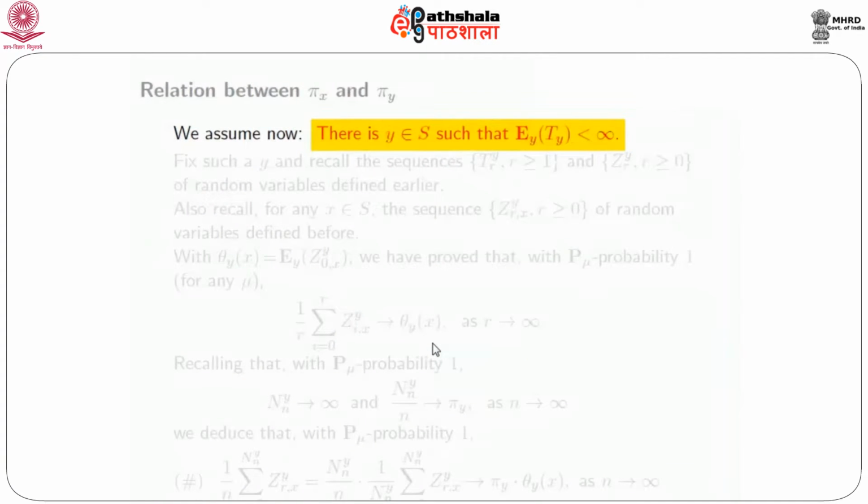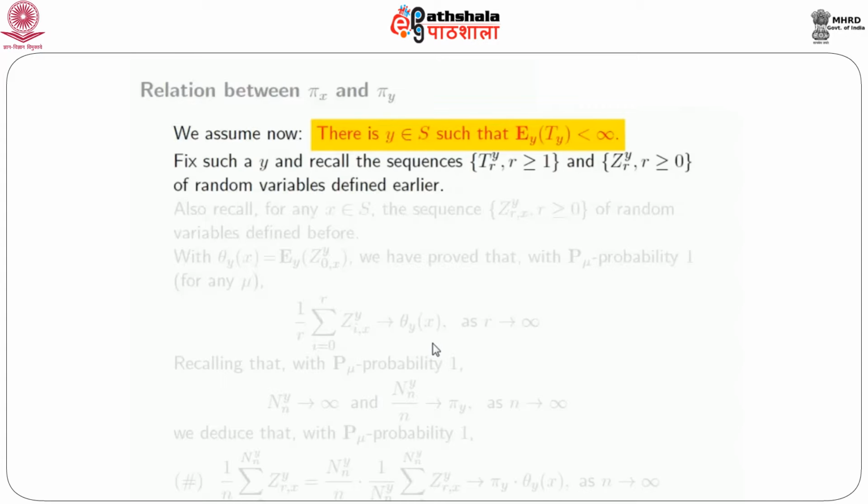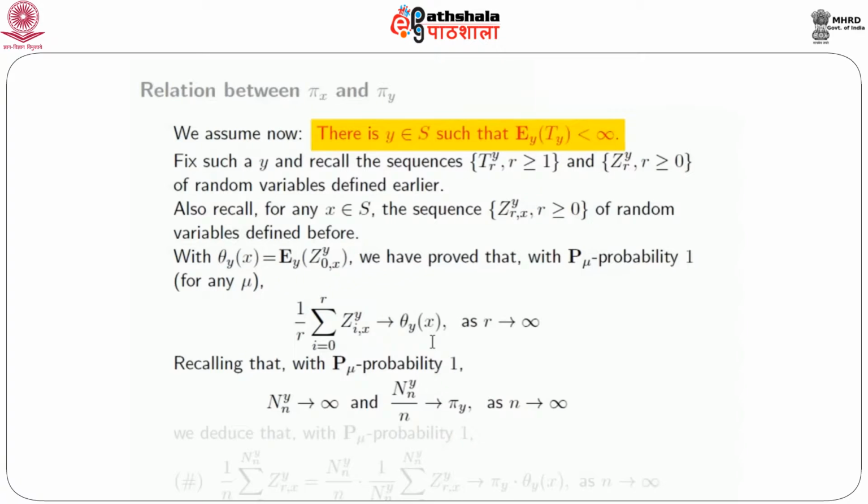Now let's proceed towards what we just claimed. Assume that there is some y in S such that Ey Ty is finite. In other words, in terms of the definition, there is at least one positive recurrent state y. Now fix such a y and recall those sequences Try and Zry that we have already considered before. Also recall that for any x, we have the sequence Zrxy of random variables which we defined before. Now suppose we define theta yx, as before, as the Ey expectation of Z0xy, which we have just proved.